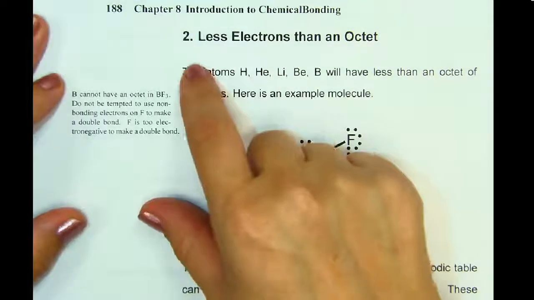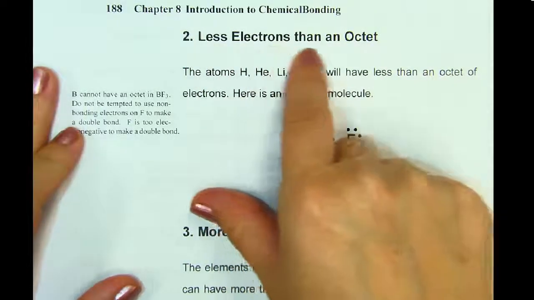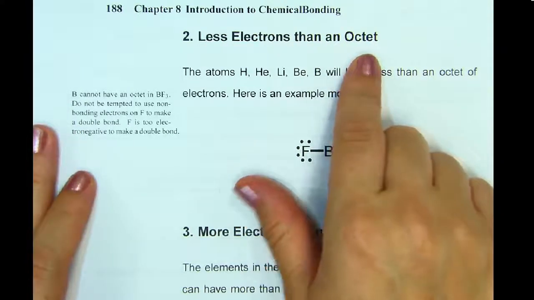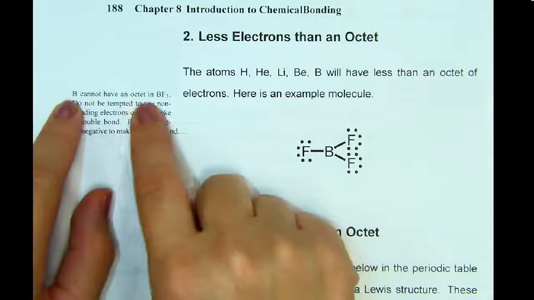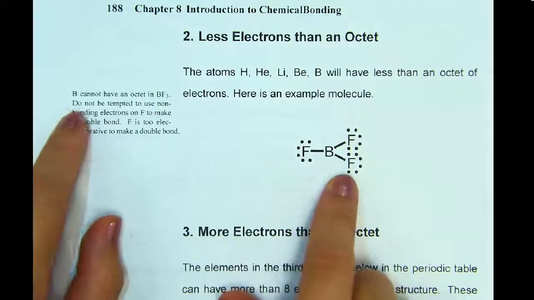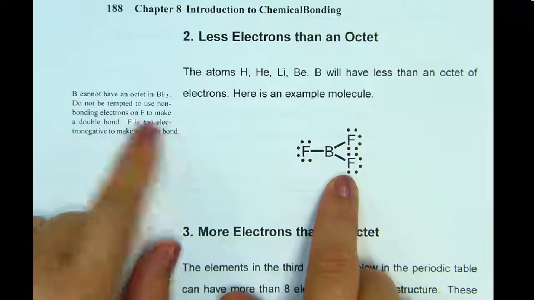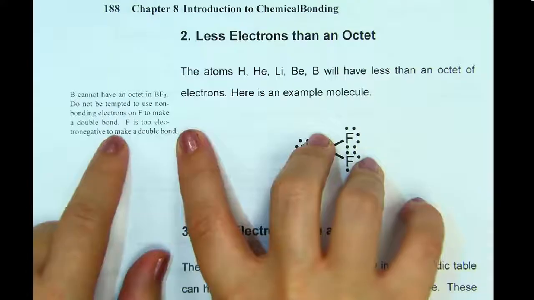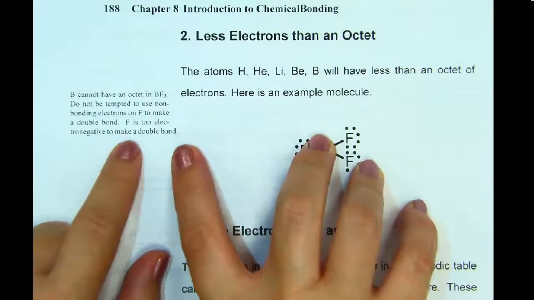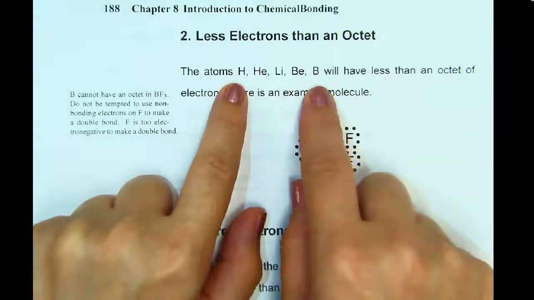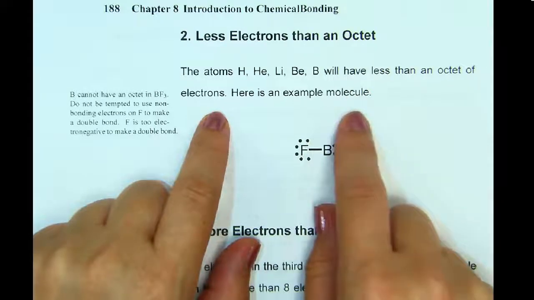The second violation of the octet rule would be if there are fewer electrons than an octet. There are certain atoms that will never make it to an octet. Boron cannot have an octet in BF3. Do not be tempted to use non-bonding electrons on the fluorine to make a double bond. Fluorine is too electronegative to make a double bond. The atoms hydrogen, helium, lithium, beryllium, and boron will have less than an octet of electrons.